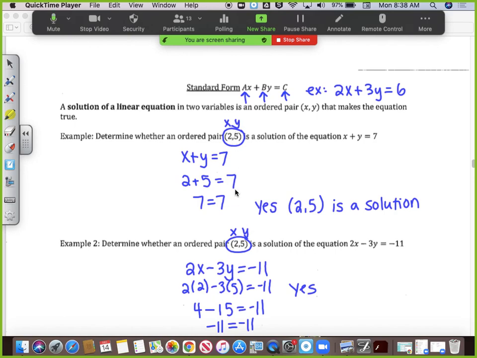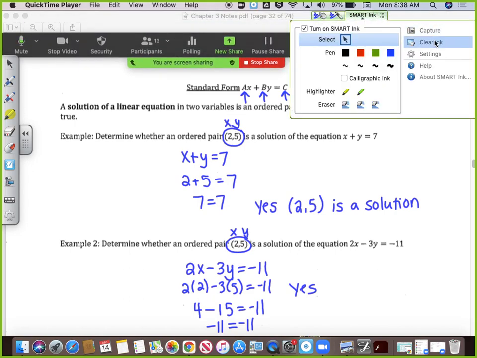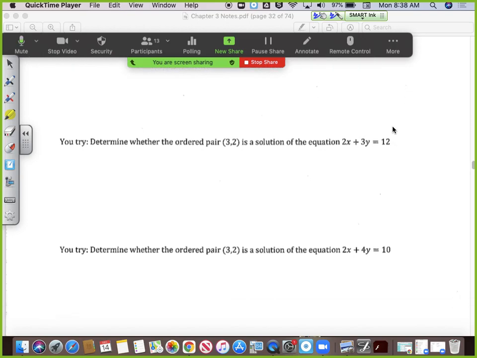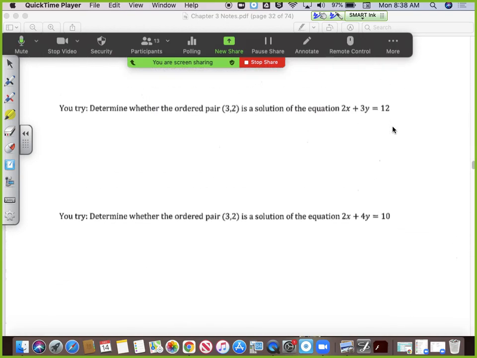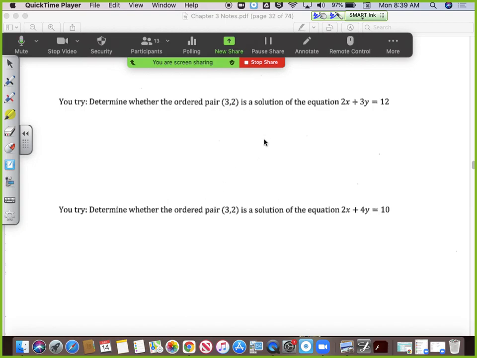So (2, 5) was a solution to both of these equations. The ordered pair doesn't have to always be (2, 5). They can be anything. It's just a coincidence that this was the same exact one. So similarly, what I want you guys to do is try these next two problems. It's going to use the same ordered pair for both. Now the ordered pair is (3, 2), but two different equations. So go ahead and replace 3 in for x, 2 in for y, and see if (3, 2) is a solution to this first equation, and see if this is a solution to the second one. I'll give you maybe like 2 minutes, and then we'll go over the answers.